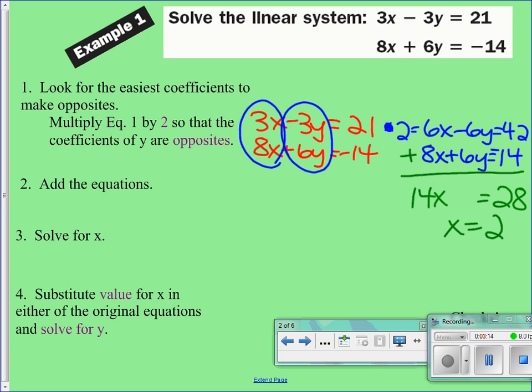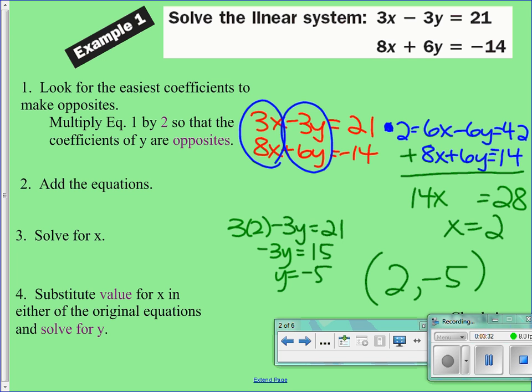I have a value of the x. I'm going to plug that value into any one of my equations to then solve it. So negative 3y, and I subtract 6 on both sides and get 15. That means y is negative 5. Means my ordered pair is 2, negative 5.